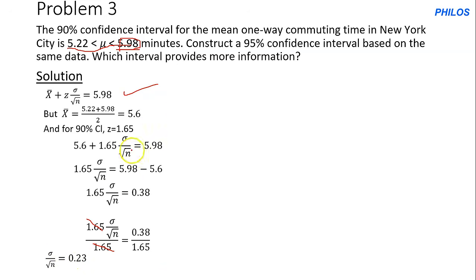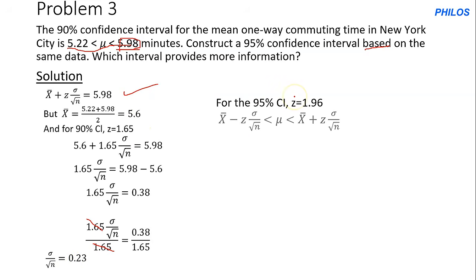Now, after getting this, let's go back to the question. The question says, construct a 95% confidence interval based on the same data. Now, for 95% confidence, the z-score is 1.96, isn't it? But the question says we should use the same data from here to find the 95% confidence, isn't it? So it means that we should take the same mean and the same standard deviation over root n. So the mean is 5.6 and then the standard deviation over root n is 0.23.